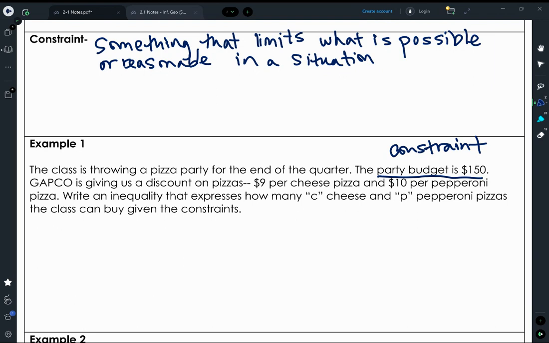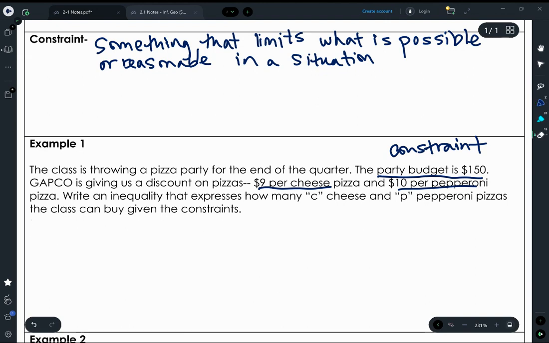So other constraints here would be how much money it costs for each kind of pizza, right? And then if we think about modeling, we've got a variable C for cheese pizzas and a variable P for pepperoni pizzas. So let's think about how to put all of this together. If I'm looking for my number of cheese, actually I don't want to say number of cheese pizzas. I want to think about this in terms of cost.